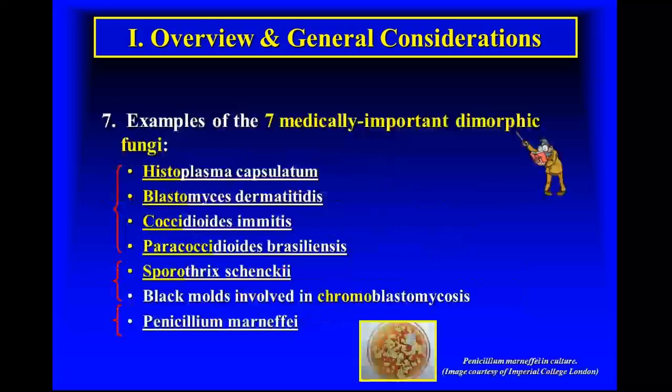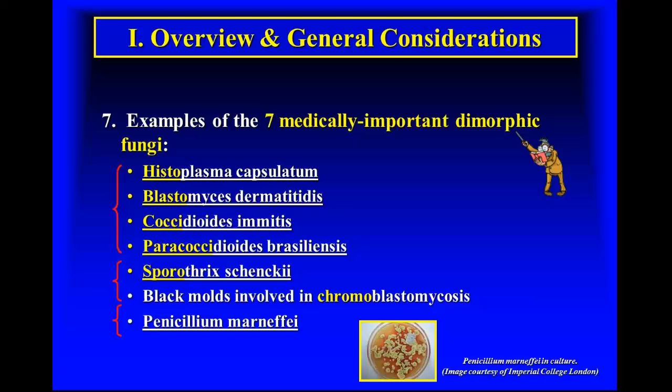And these are your seven important, medically important dimorphics. The first four are your four deeper systemics. Terms of endearment are histo, blasto, coxie, and paracoxie. The next two are two of your subcutaneous mycoses, sporo, and the agents that are black molds that produce chromoblastomycosis. And the last one is one that may be every once in a while on boards, that's Penicillium marneffei. It's rare, we hardly ever get it, but it is dimorphic.